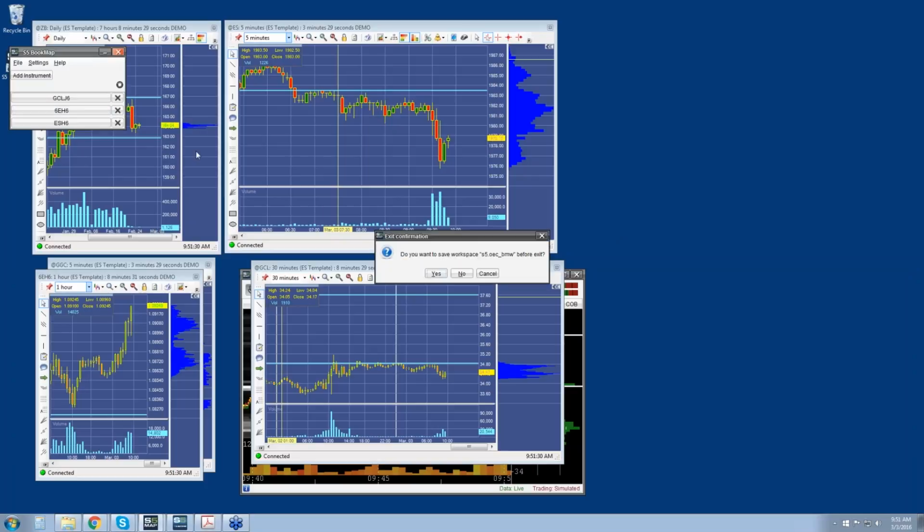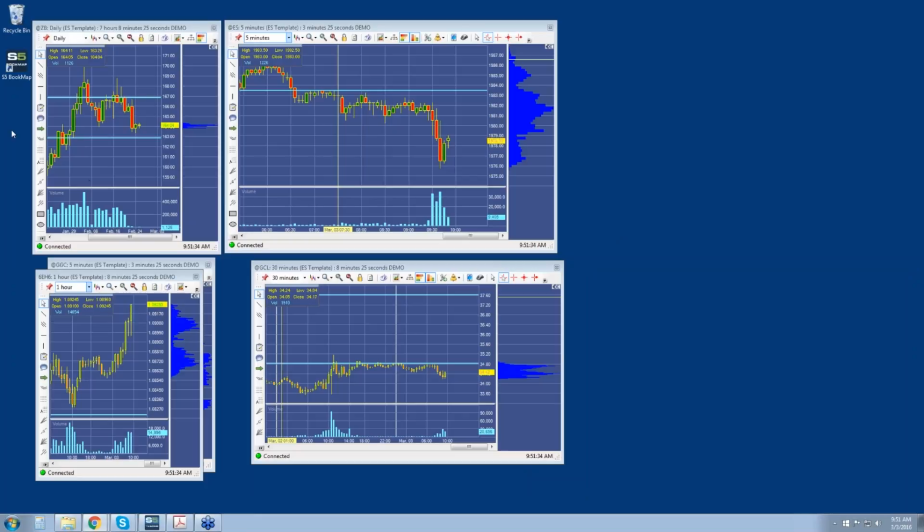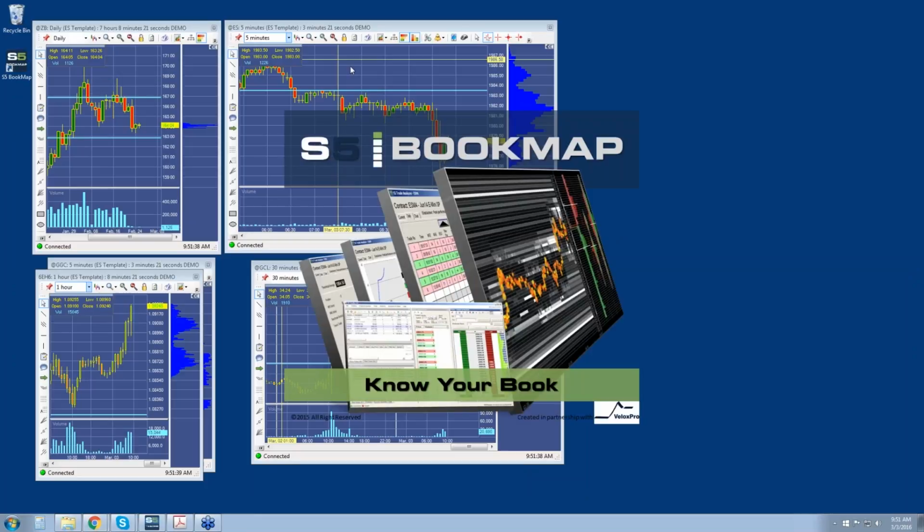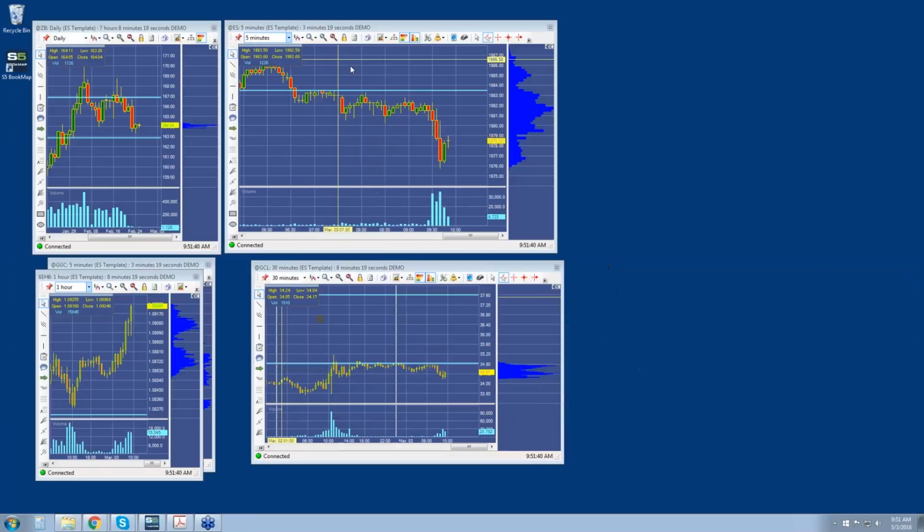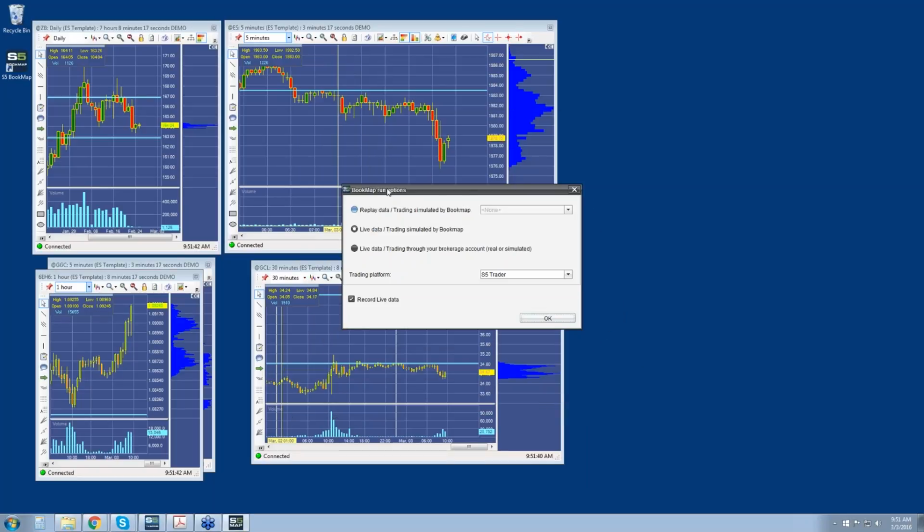And then I'll open up BookMap. Okay, so I'll just open up BookMap here on my desktop, double click on the icon, bring it up. In the run options here, you can select this. I was selected to live data trading simulated by BookMap. You can choose to trade into your live account, or you can choose this replay data mode. Okay, I'll choose that one.